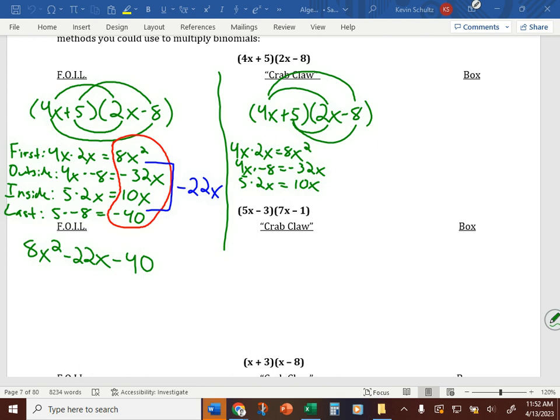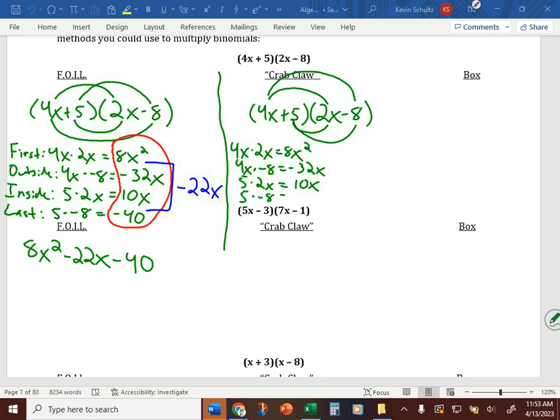Grandpa! See it? That kind of looks like a moon. A moon, that works too. Crescent moon, okay? It's more fun to say, Grandpa! Than crescent moon.